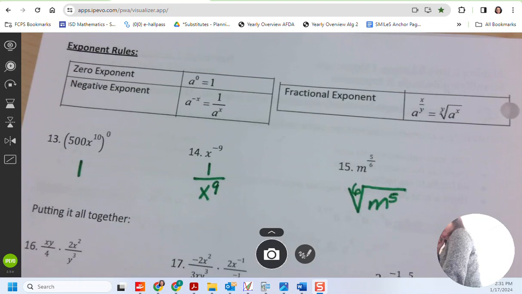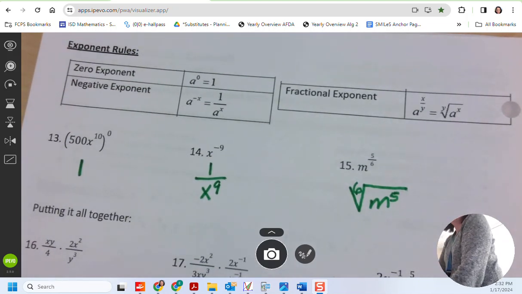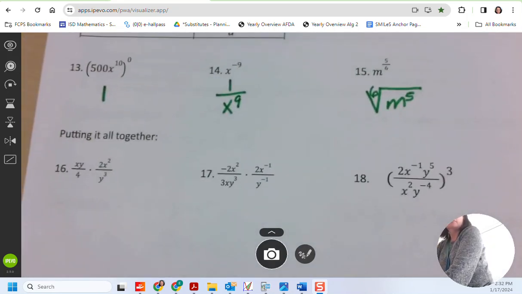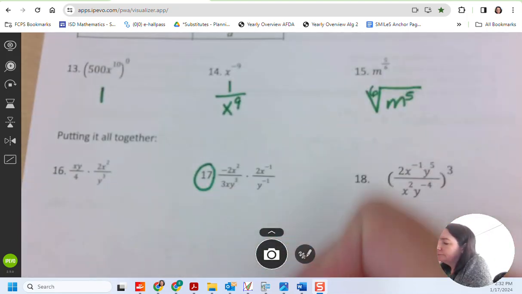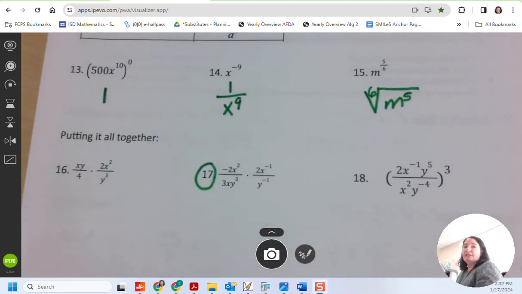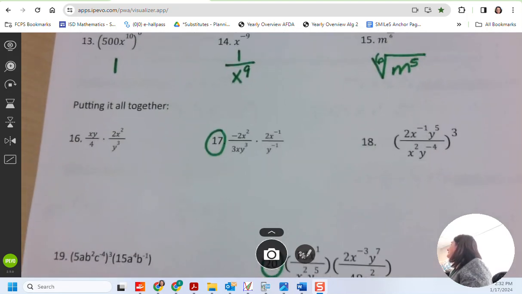All right, so now we have some harder ones. Let's do 20 together. You guys ready to do 20? Okay. What about 16 through 18? Oh, well, you guys can do those. Maybe I'll do 20 and 17 with you. Let's do 17 first, and then we'll do 20. You guys ready for 17? Show me you're ready.